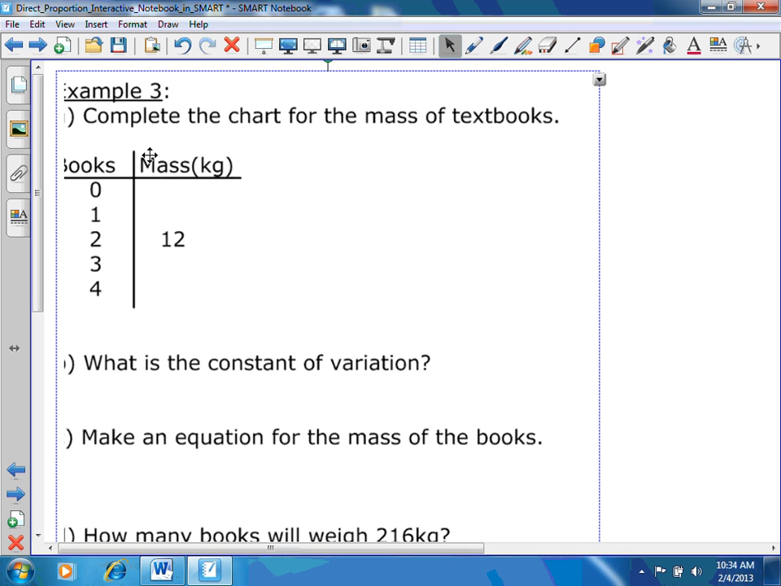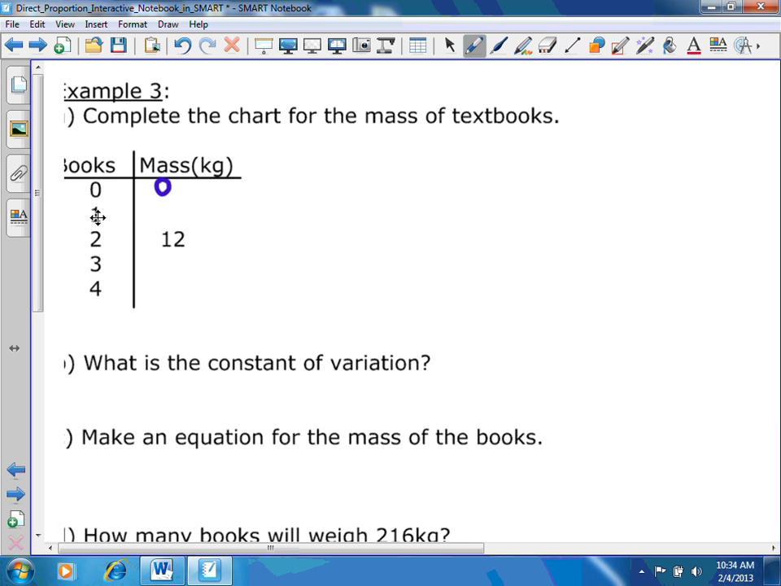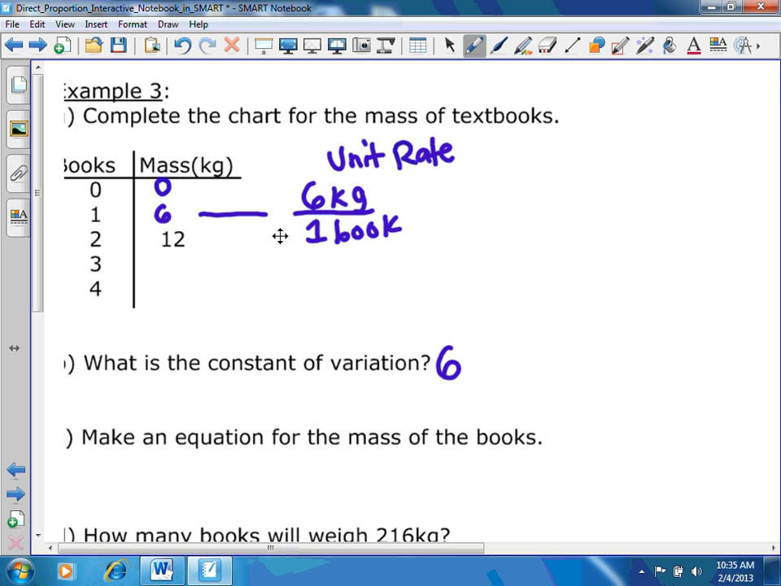Okay. Here we go. You have 0 books, weighs how much? Zero. One book's going to weigh 6. Is that our unit rate right here? How would I write that as a unit rate? 6 kilograms for what? One what? Book. There's our unit rate right there, right from the T table. So what's the constant? 6. Good. That answers that first question automatically.